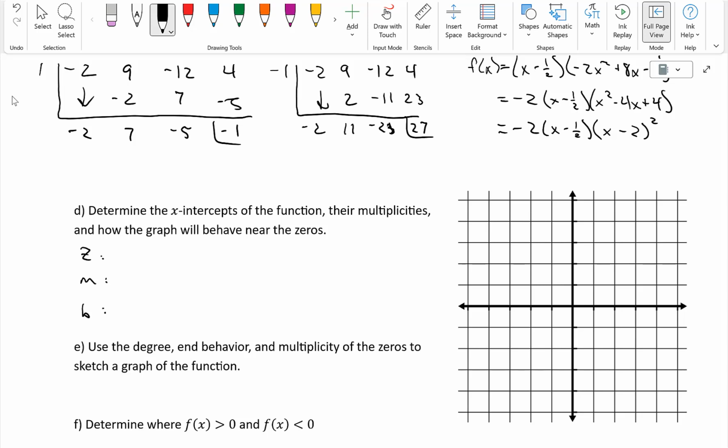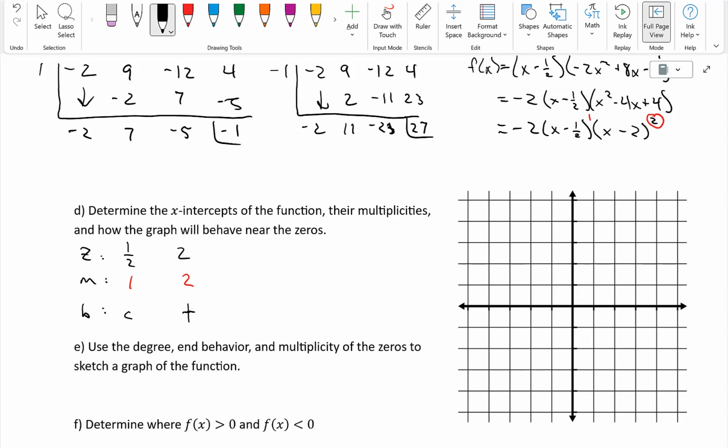Our zeros are going to be positive 1/2 and positive 2. The multiplicities, we have 1 for the x minus 1/2 and 2 for the x minus 2. So a 1 for 1/2 and a 2 for 2, which means our behavior is to cross at 1/2 and just touch or bounce off at 2.